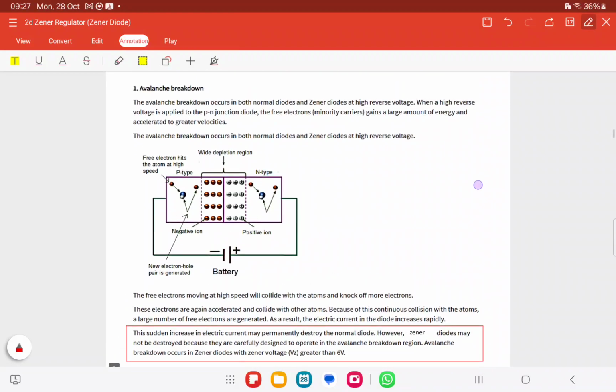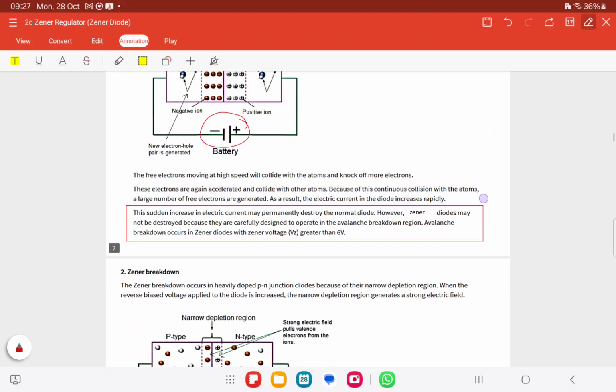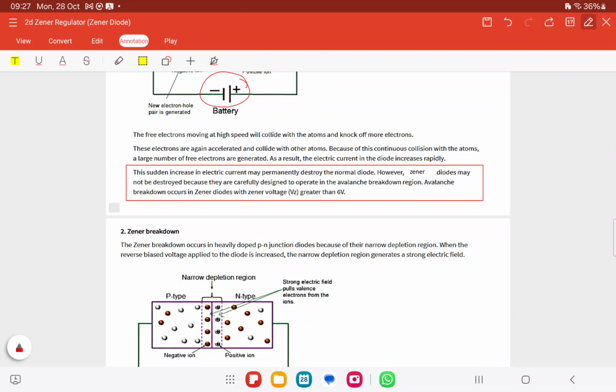Okay, this relates to the depletion region. When we reverse this one, okay, a sudden increase in electric current may permanently destroy the normal diode. Kalau diode biasa, dia akan rosak. However, a Zener diode may not be destroyed because it is carefully designed to operate in the avalanche breakdown region.